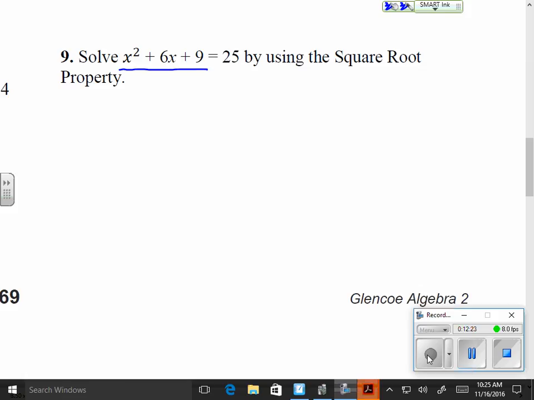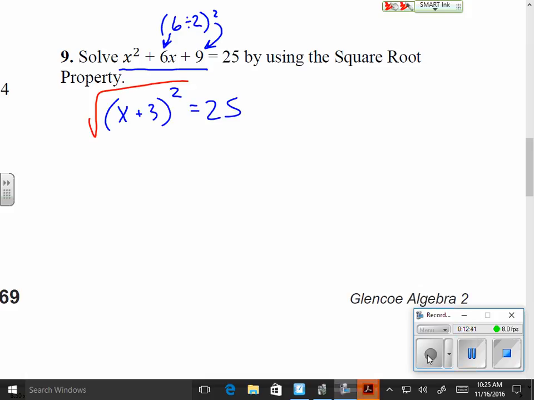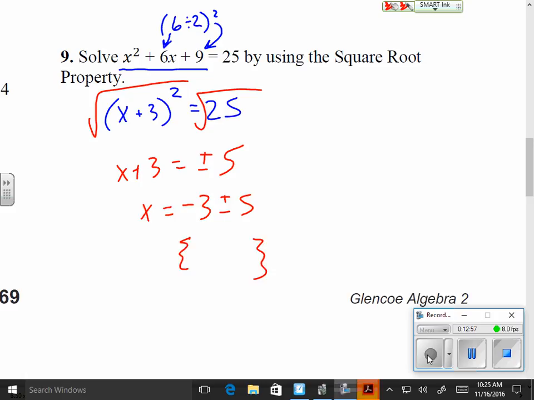Notice that that is a perfect square, because when I take 6, cut it in half, and then square it, I get 9. So that means that this will break up into (x + 3)(x + 3) = 25. And then when I take the square root of both sides, which is the square root property, I get x + 3 = ±5. Which means x would be -3 ± 5. And my two answers would be -3 + 5, which is 2, and -3 - 5, which would be -8.